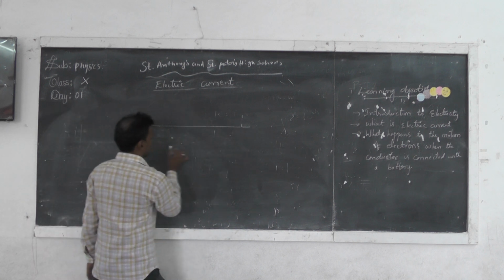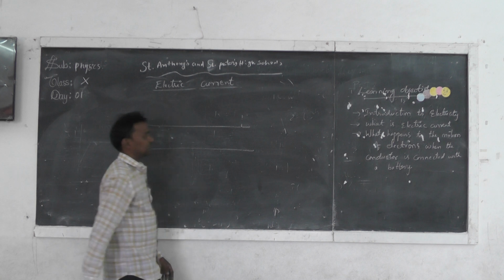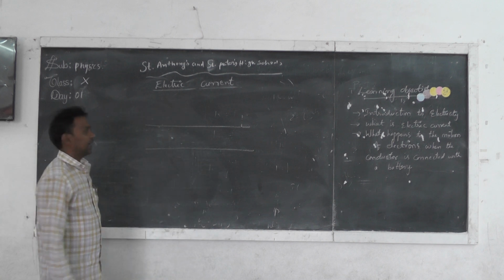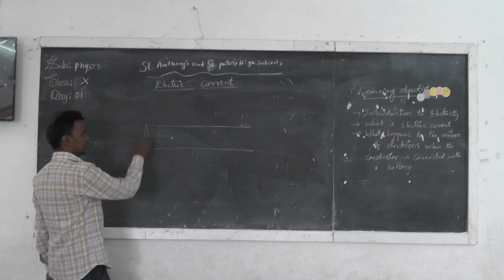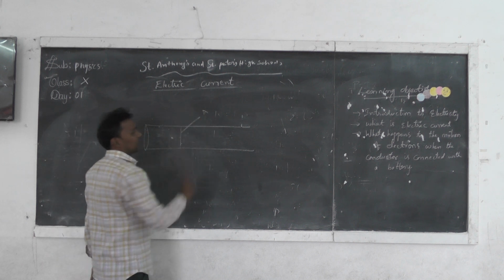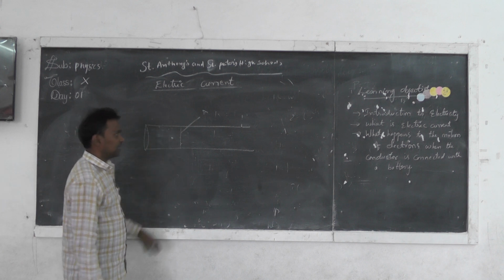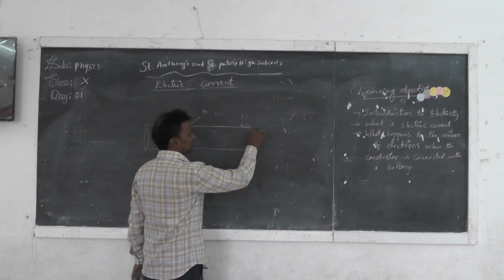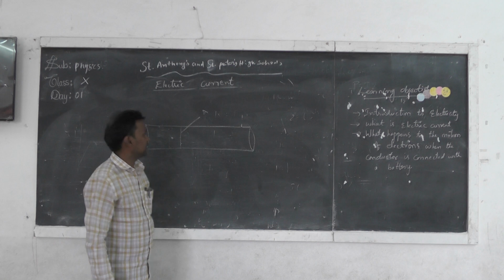So I am taking the structure, this is a conductor, and the area of cross section is the same. This has an area A. A is the area of cross section of that particular conductor, and simply we say it is the thickness of the conductor.